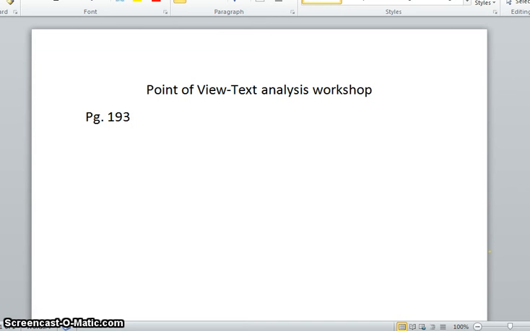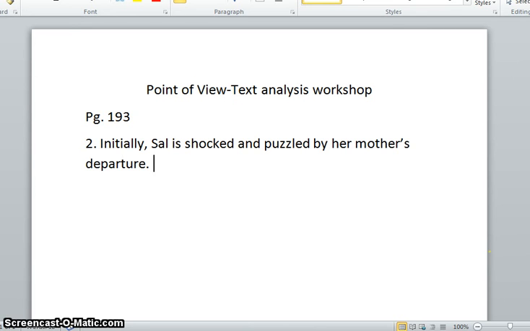Okay, so to review, the question says, how does her mother's departure initially affect Sal? I'm going to put question number 2, and I'm going to write, initially, Sal is shocked and puzzled by her mother's departure. So I've restated the question and I answered the question. Now I need 2 details from the text to support my answer.